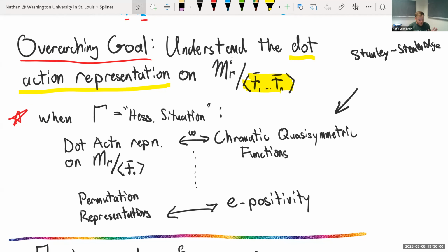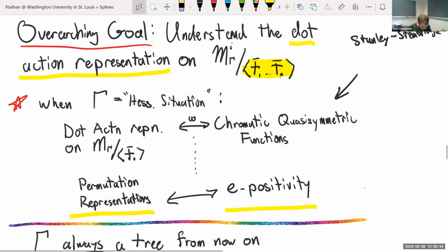And kind of where I'm moving with this situation: permutation representations, not to speak improperly, those whose point stabilizers are Young subgroups, but I'm just going to keep saying permutation representation. Permutation representations on the left correspond to E-positivity on the right, which is all of the Stanley-Stembridge questions.